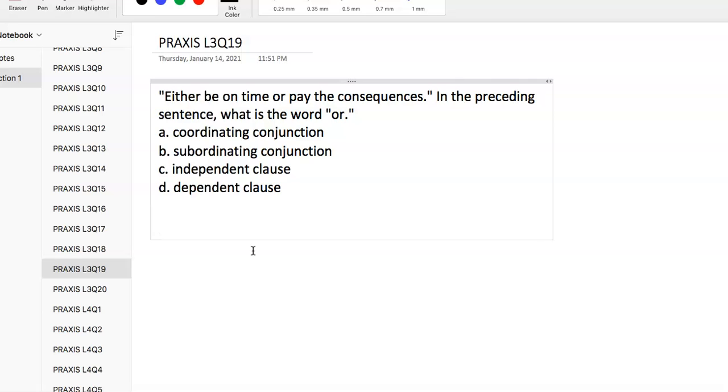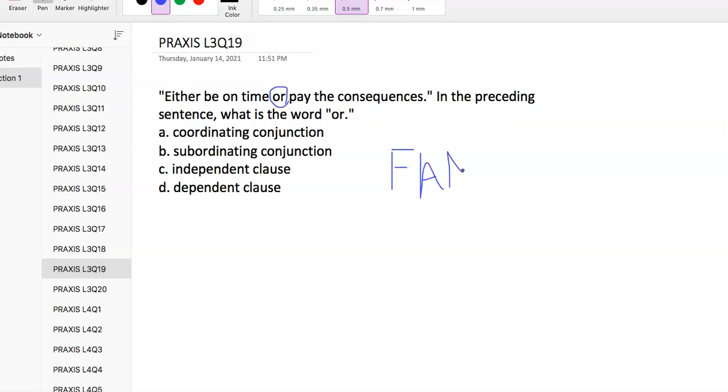Okay, either be on time or pay the consequences. What is the word or? Okay, so we've got or. So I don't know if you guys know the mnemonic fanboys. If not, you're about to. So coordinating conjunctions, which that's what this is. Go ahead and circle that when we talk about this.